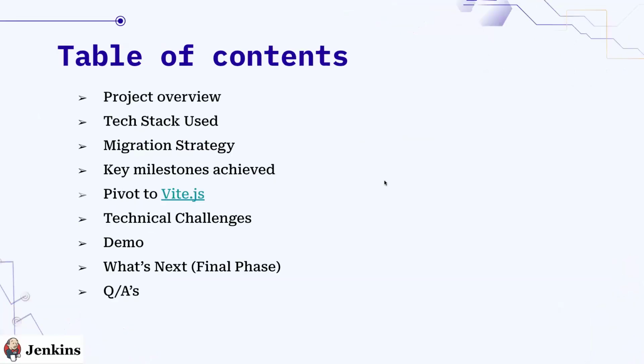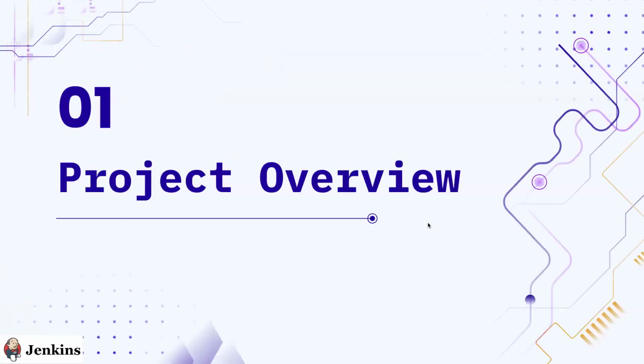So here's what we are covering today. We'll begin with a project overview, look at the tech stack that powered the transformation and the migration, walk through the migration strategy and highlight key milestones. Then I'll take you through our pivot from Gatsby to Vite.js, unpack the technical challenges and, more importantly, the learnings. And I'll give you a quick demo and end with a preview of what's coming next. Let's get into it.